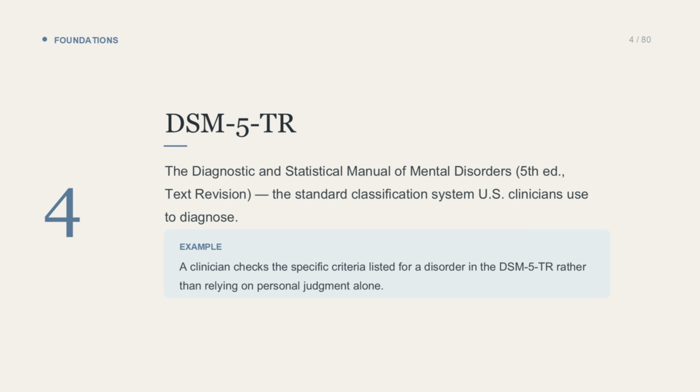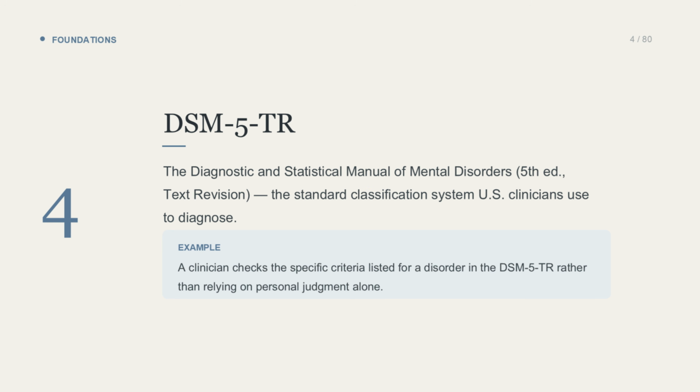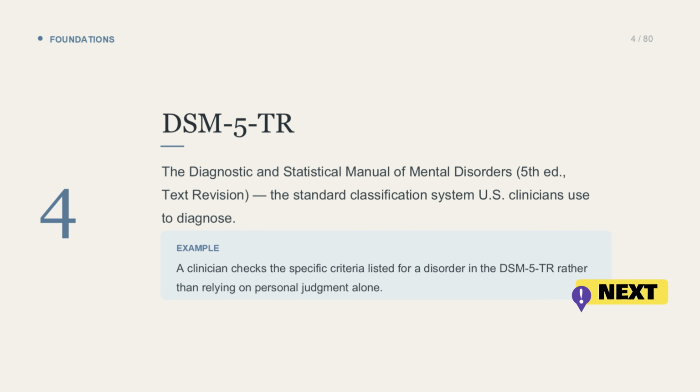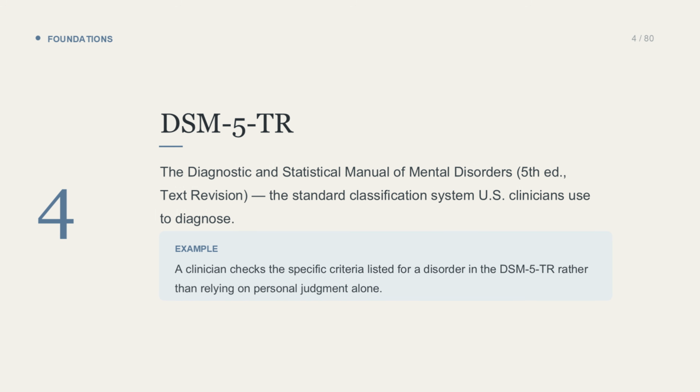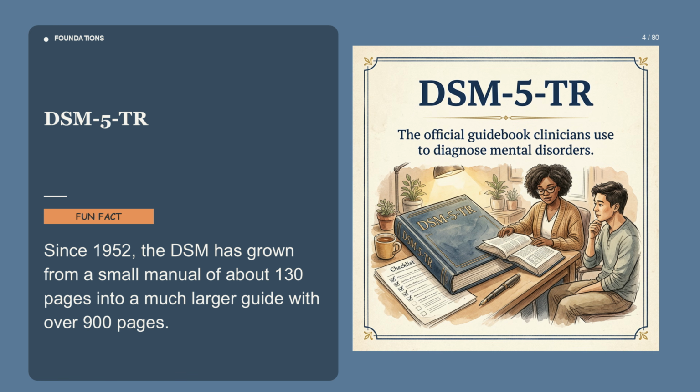4. The DSM-5-TR, or Diagnostic and Statistical Manual of Mental Disorders, 5th edition, text revision, is the standard classification system U.S. clinicians use to diagnose mental disorders. For example, a clinician diagnosing a patient will check the specific criteria listed for that disorder in the DSM-5-TR rather than relying on personal judgment alone.